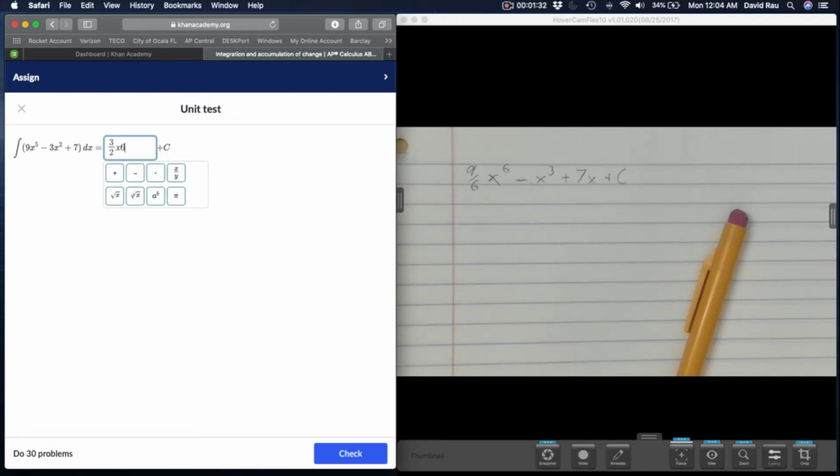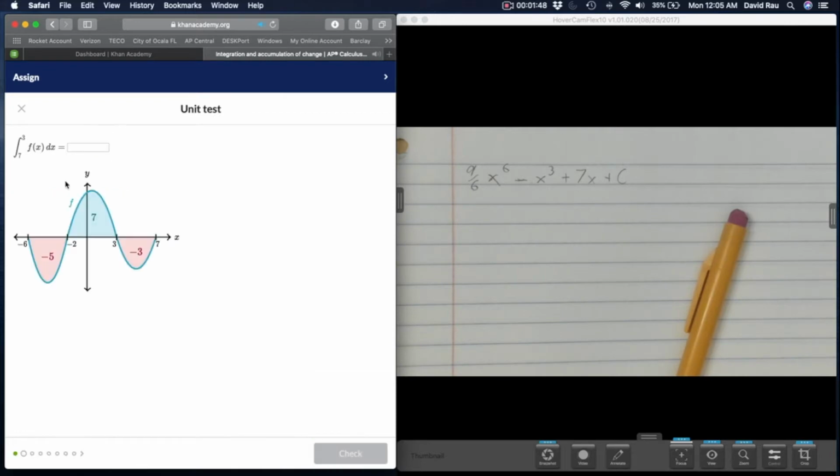3 over 2, x to the 6th, minus x cubed plus 7x, and just remember to write the plus c in on your own. All right, up next.